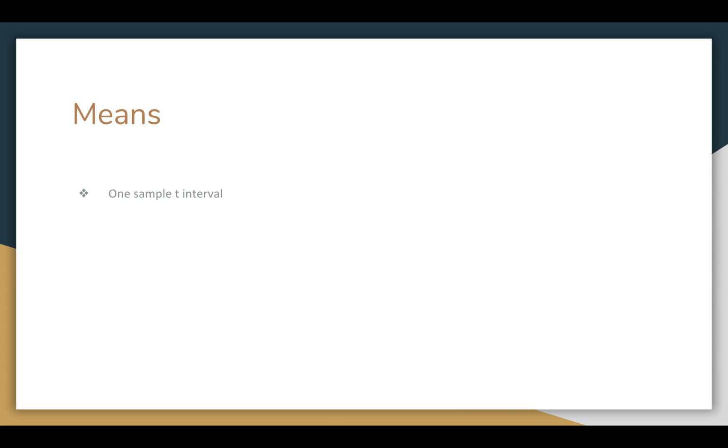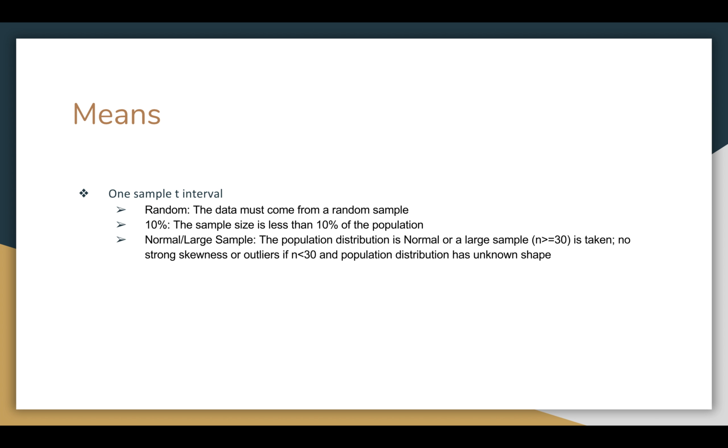Next are means. The first confidence interval we'll cover for means is a one-sample t interval. Before doing the calculations, you should always check that the conditions are met. For a one-sample t interval, the conditions are random: the data must come from a random sample; 10%: the sample size is less than 10% of the population; and normal large sample.